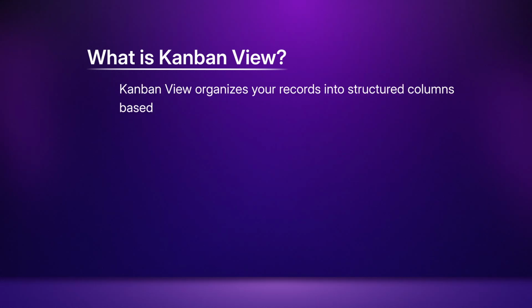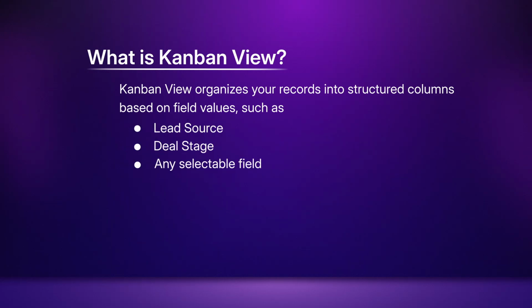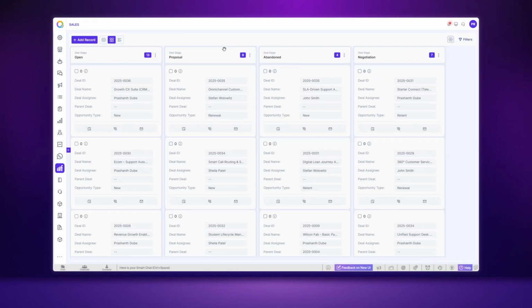Kanban View organizes your records into structured columns based on field values, such as lead source, deal stage, or any selectable field. Each column represents a category, while individual cards display key record details, all in one place. This gives you a clear visual overview of your pipeline at a glance.